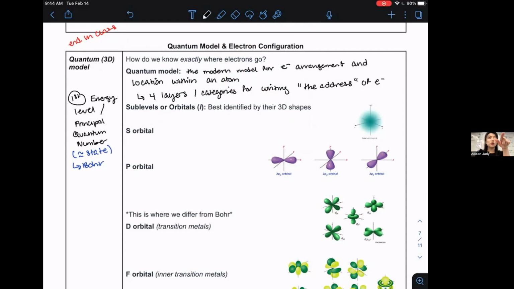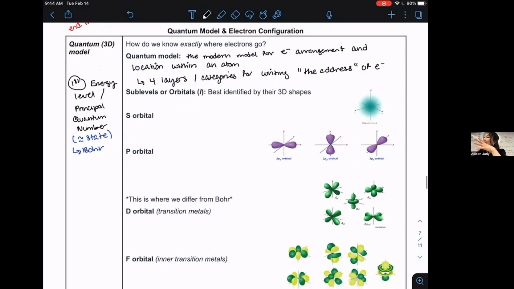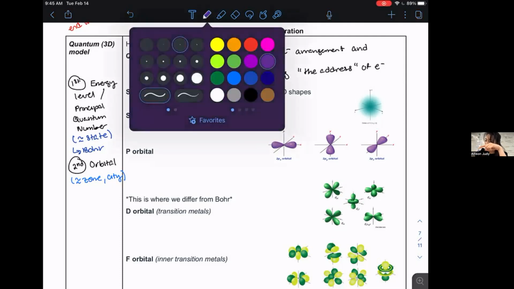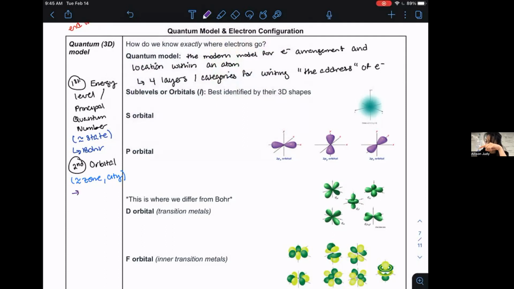Okay. But now we need to get more specific and say, okay, well, what area, what zone of the energy level are we in? That's this level. This is the second level. The second level is known as the orbital. Or you can kind of think of it as like a zone, or according to the address analogy, the city, the zone or the city of the electron. Okay, and the orbital model, by the way, differs from the Bohr model. It's different than the Bohr model because the Bohr model called it orbits.